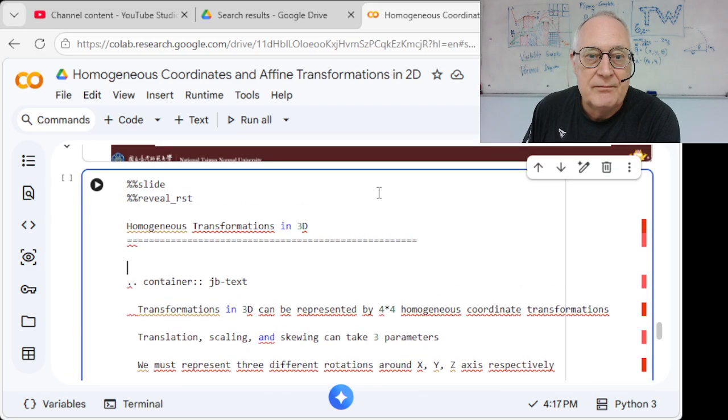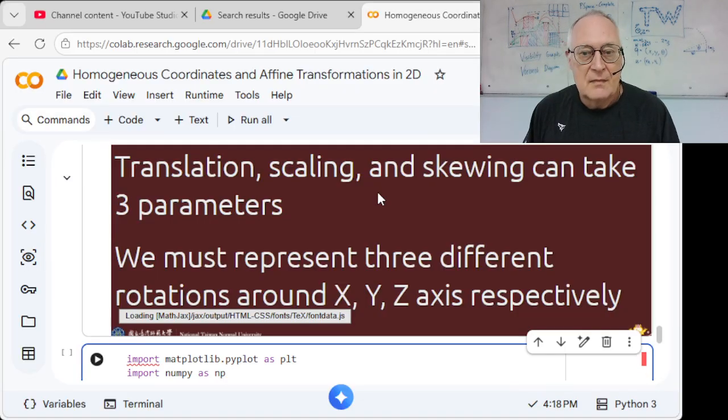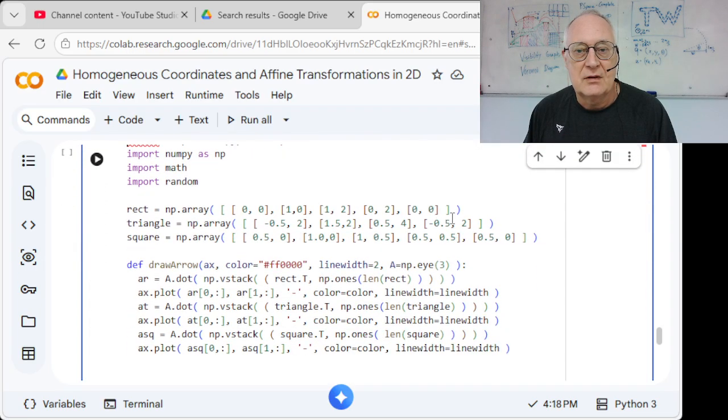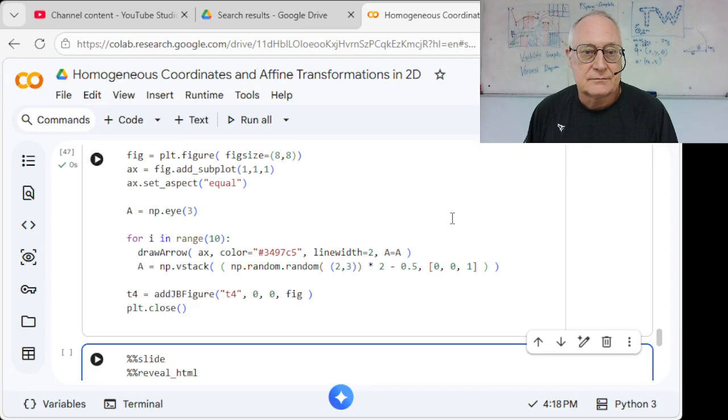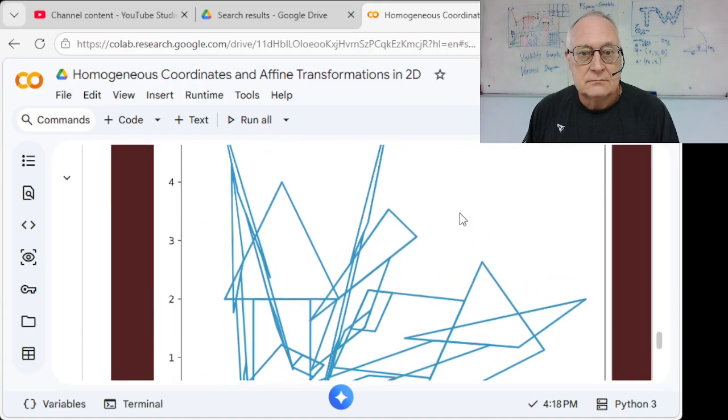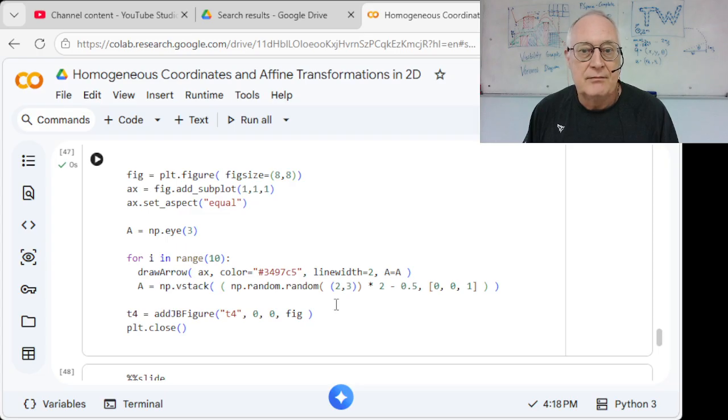Now in 3D, things are basically the same, except we end up with 4x4 matrices for modeling homogeneous coordinates. And we also have 3 different rotation matrices: rotation around the z-axis, rotation around the x-axis, and rotation around the y-axis.